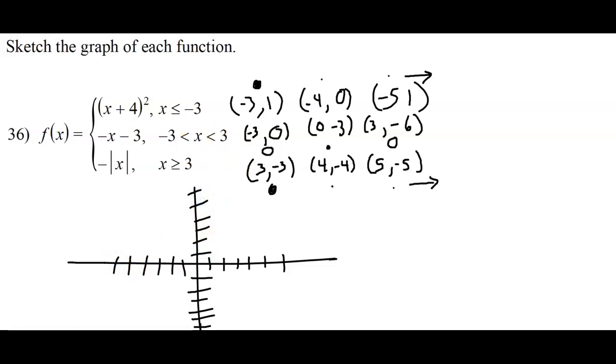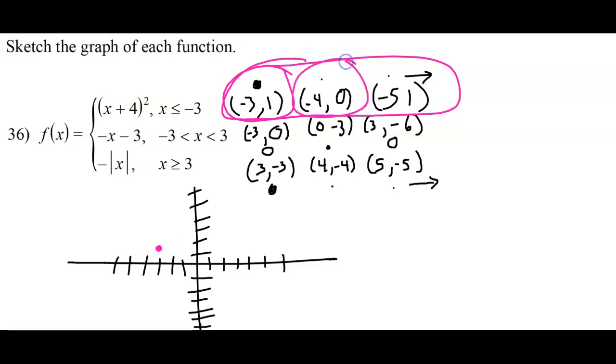So let's go ahead and begin by graphing this one on the top here first. So I'm going to do a solid dot at -3, 1, which is right here. Another solid dot at -4, 0. And then another solid dot with an arrow at -5, 1. And then I just connect the dots.